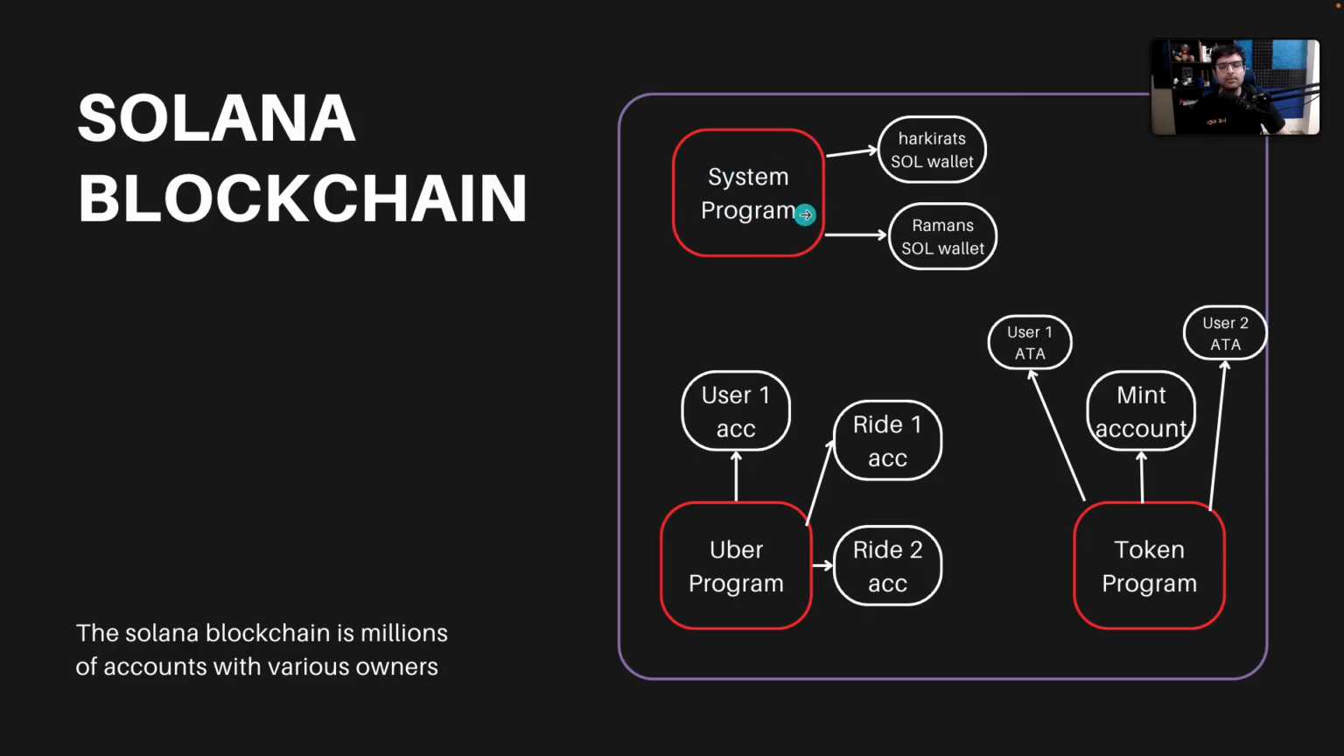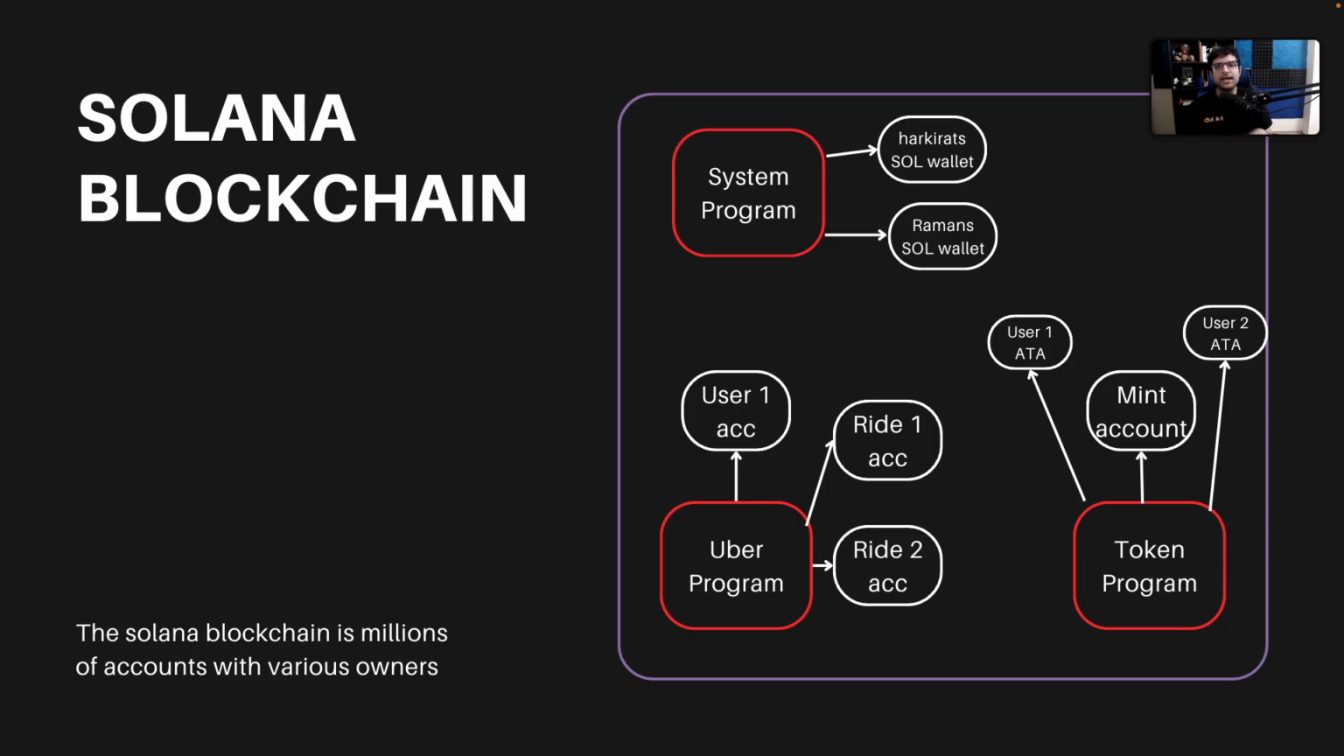The system program is a native program. It is a program that comes bundled with the Solana blockchain. And this system program is the owner of most accounts that you see on the Solana blockchain. Harkirat, what is an owner? An owner is a program that can change the data inside an account, a program that can decrease the lamports inside an account. Any program that is the owner of an account can do these 2 things: decrease the amount of lamports you have or change the data inside an account.